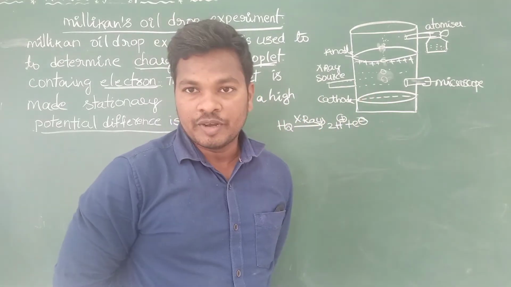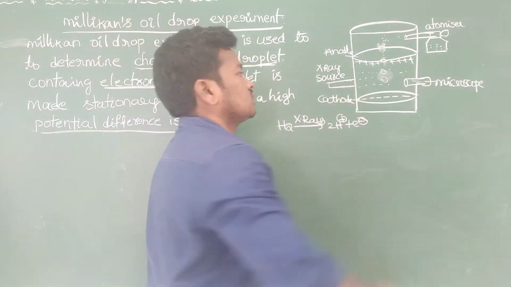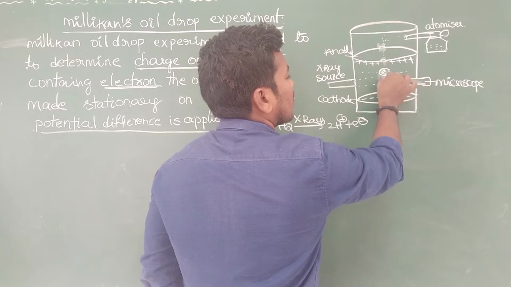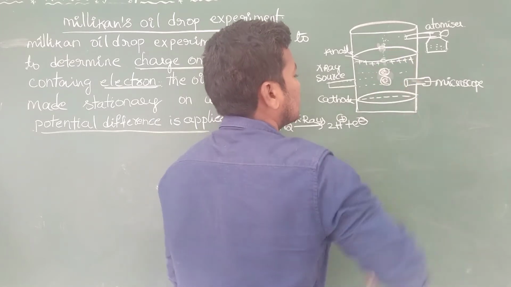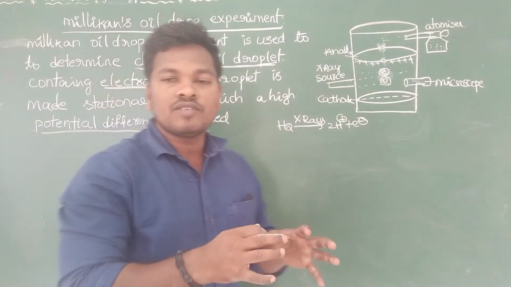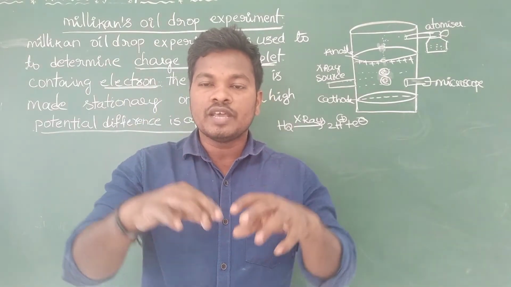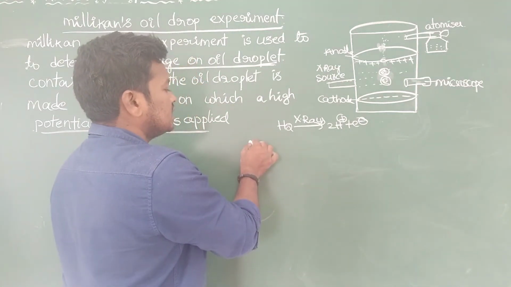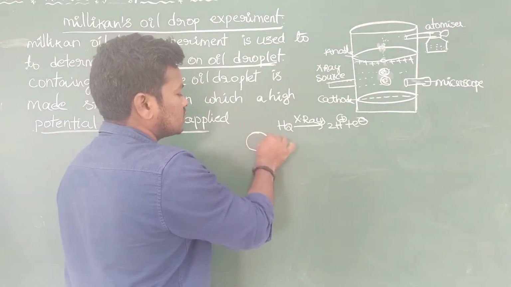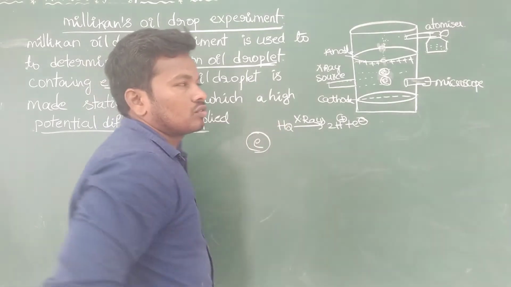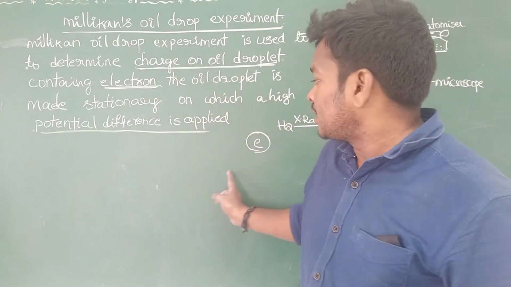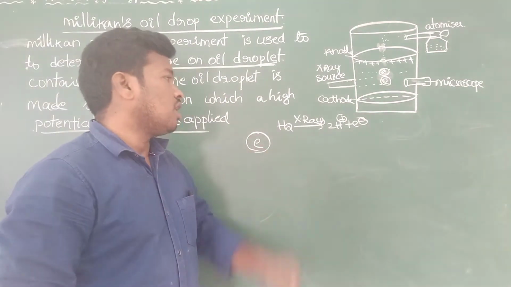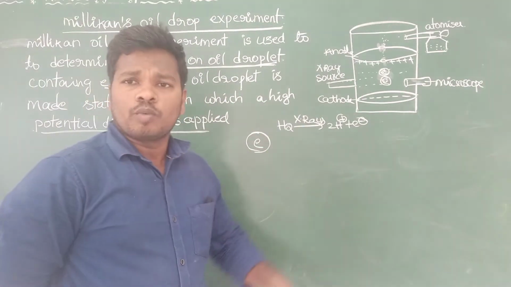So electrons are produced, and these electrons are surrounded by oil droplets. If you observe with the help of an electron microscope, magnified and in detail, you will see that at the center of the oil droplet there are electrons. The electron is surrounded by oil droplets. So many oil droplets will be there.